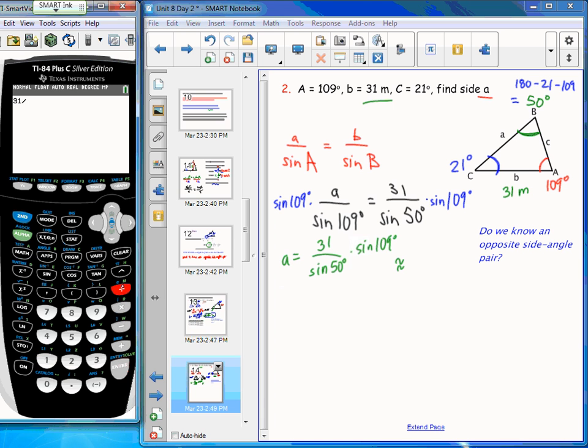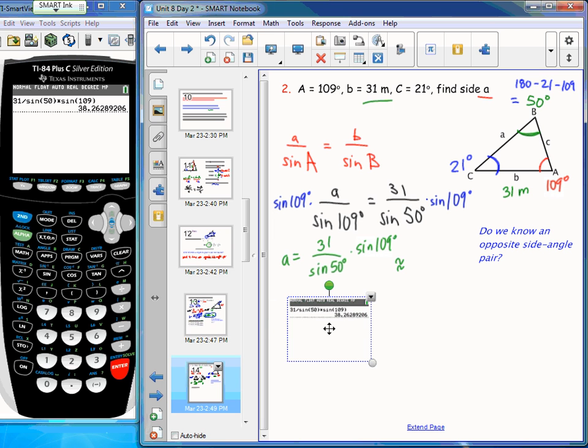Make sure you close your angle input, guys. Everybody try it. I'm going to get about 38.26. Everybody try it. Raise your hand if you got the same decimal. Were you able to reproduce that in your calculator? Good job, you guys. So that's about 38.26.